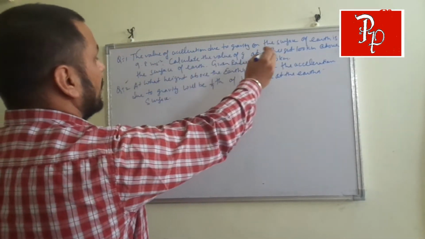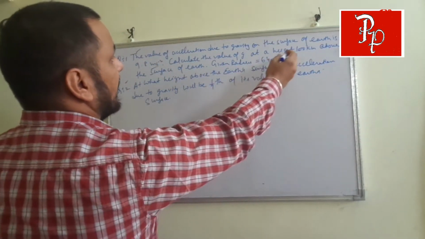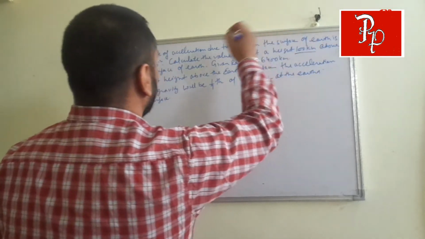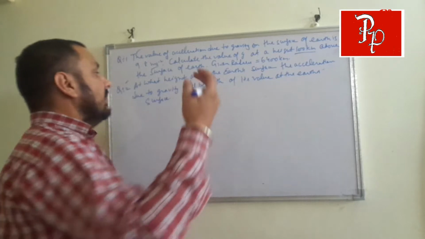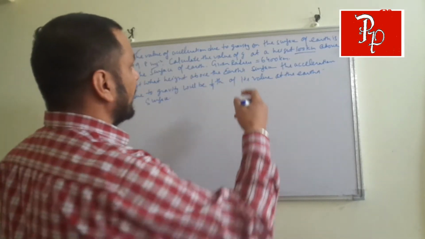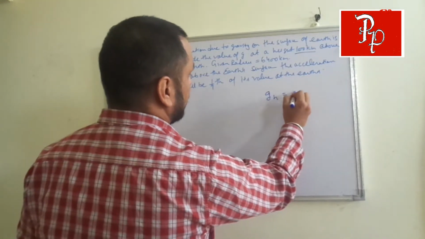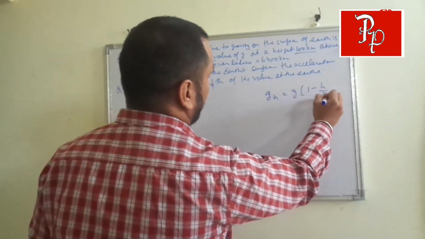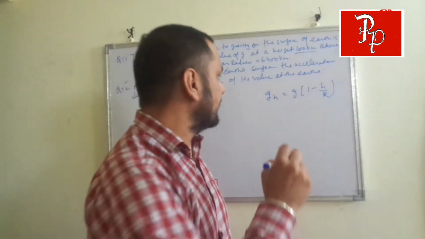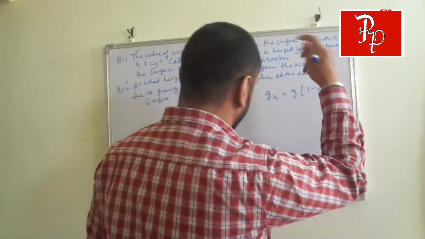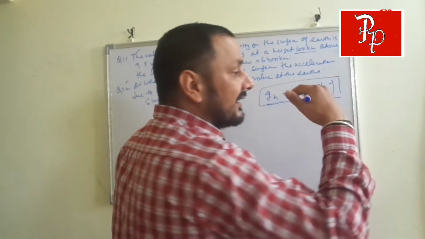The value of acceleration due to gravity on the surface of Earth is 9.8. Calculate the value of g at a height 100 kilometers above the surface of Earth. We have discussed what type of variations we have to use, and which formula we had to use here. That is gh equal to g(1 minus 2h upon r). If you remember this formula, this we have to use for the lesser heights.